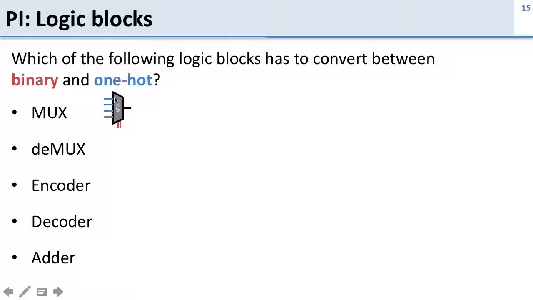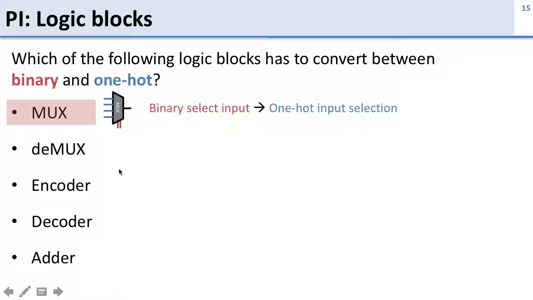So a mux takes in a bunch of inputs and chooses one of the outputs. And what it does, it uses a binary selection signal to choose from the one hot input, choose a one hot input to output. So it's using this binary input in order to choose one of these inputs. So it's definitely doing that.